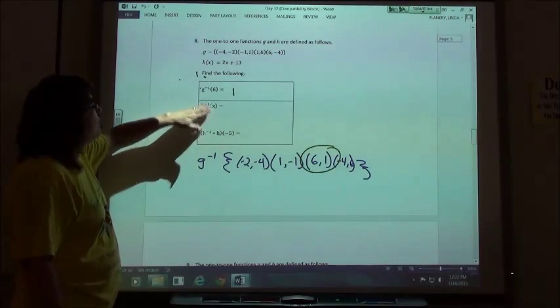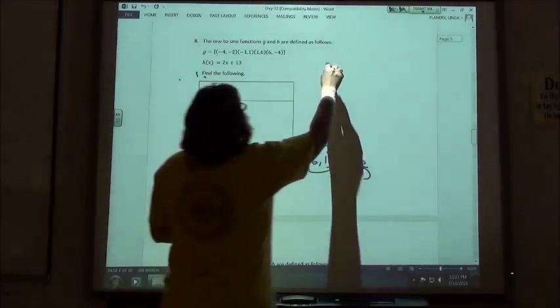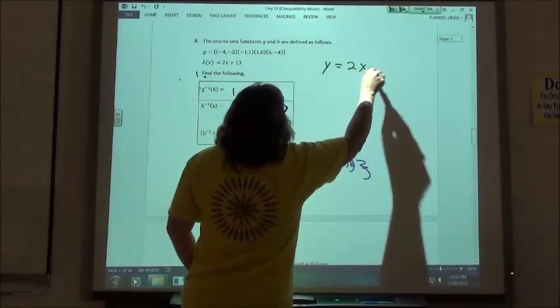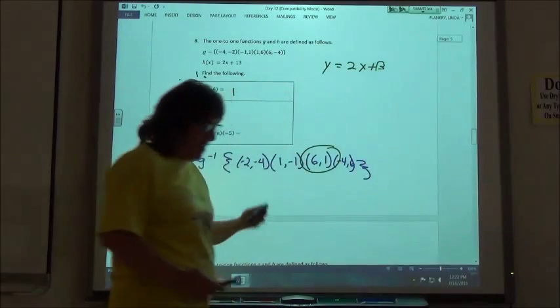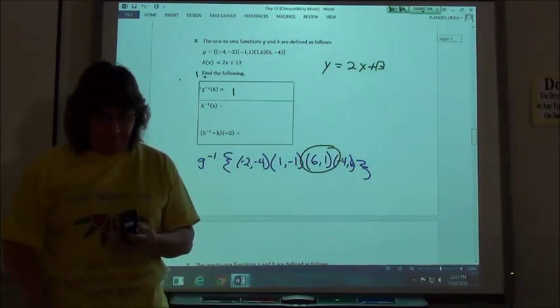Then we want to find the inverse of our function. I'm going to write it as y equals, that's probably the car salesman guy. Oh, he's texted me.